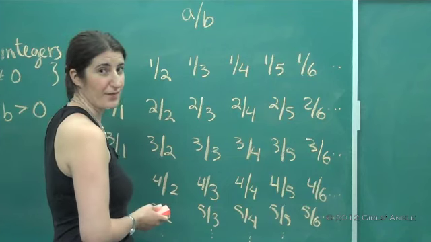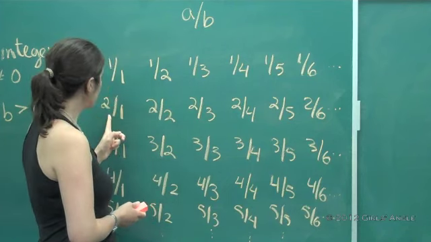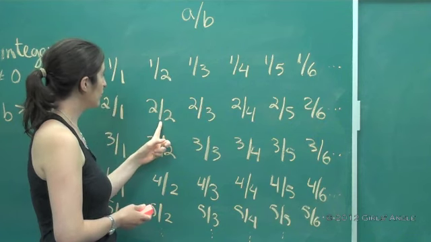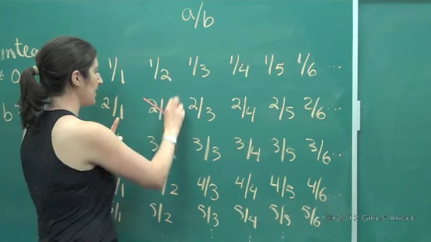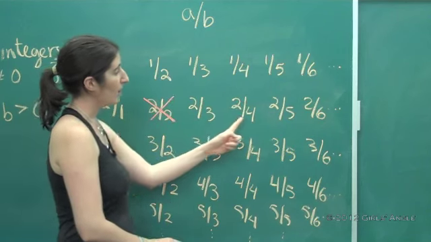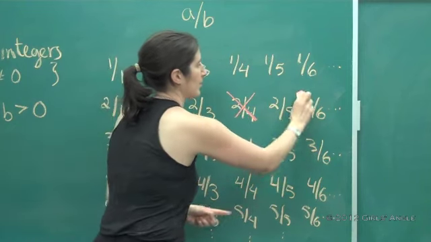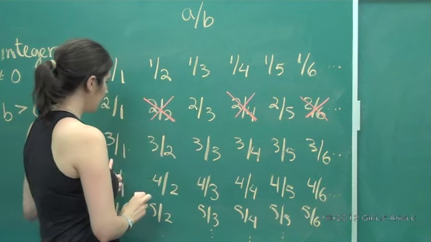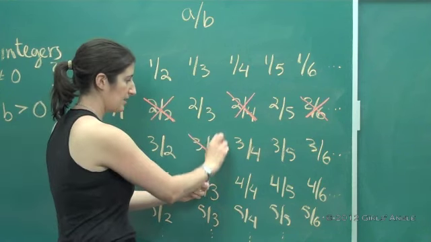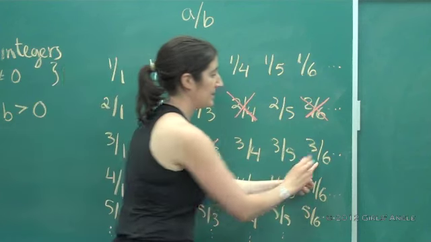So this first row is fine. In the second row, 2 over 1 is okay, but 2 over 2 is the same as 1 over 1. So that one's extra. 2 over 3. 2 over 4 is 1/2. 2 over 6 is the same as 1/3. In the next row, 3 over 3 is 1 over 1. 3/6 is 1/2.